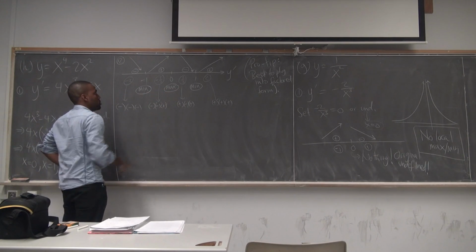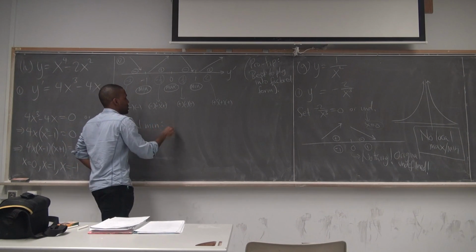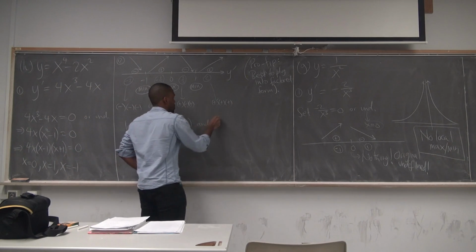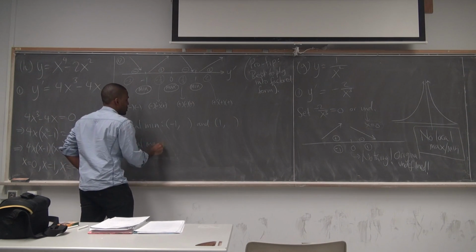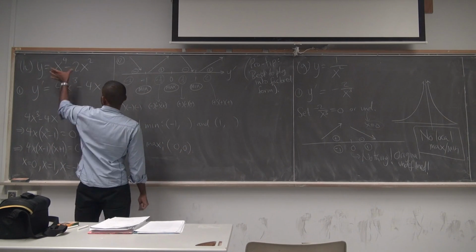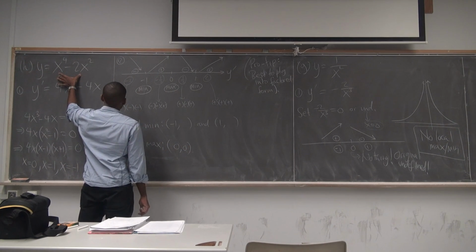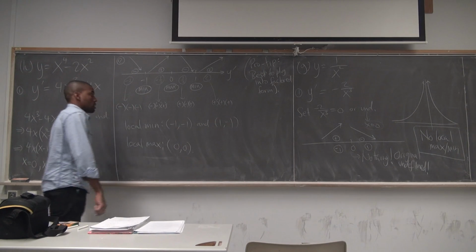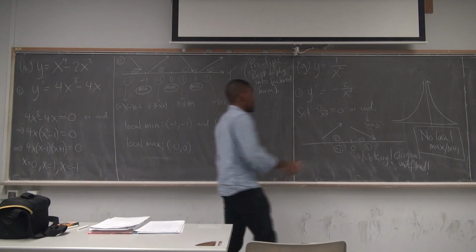Right? So I have 2 local minimums and 1 local max. So I have local minimum at minus 1, comma, blah, and 1, comma, blah, and I have a local max at 0, comma, well, it's going to be 0. If I plug in minus 1 into here, what do I get? I get minus 1. If I plug in positive 1, I also get minus 1. And so, by the way, that could help us draw a naive sketch of this thing.